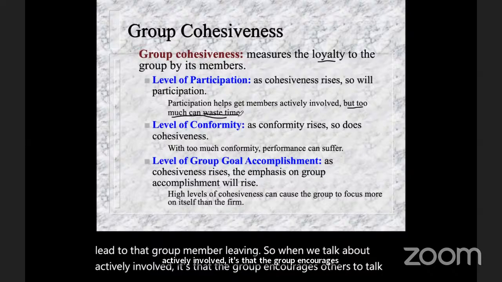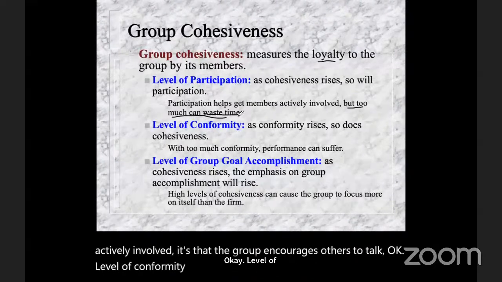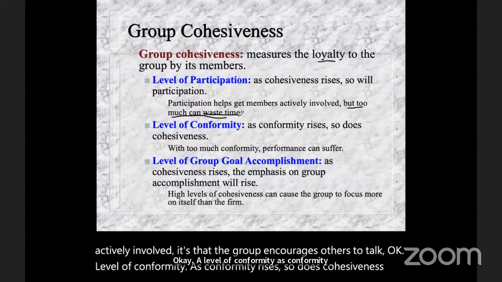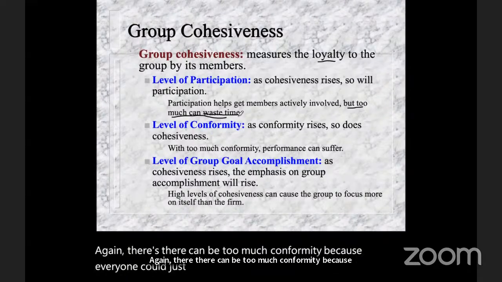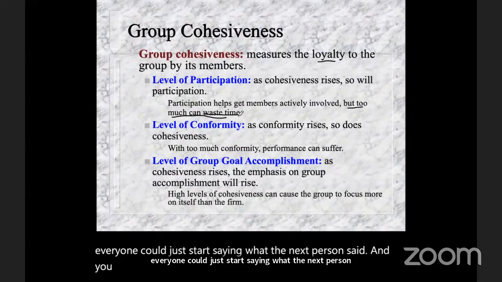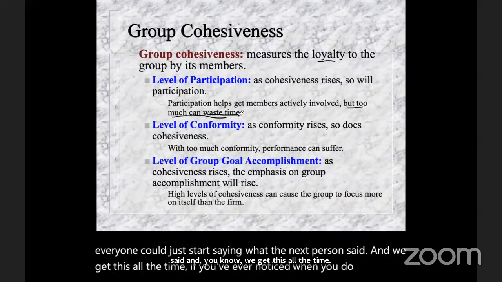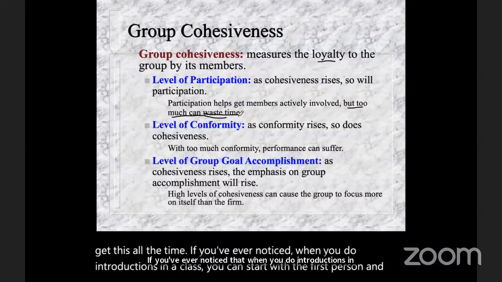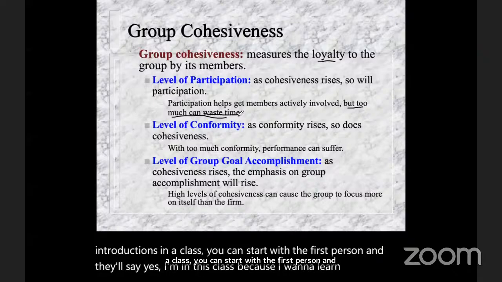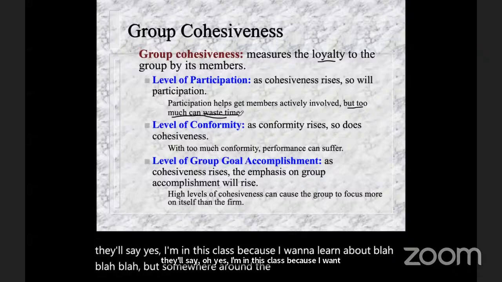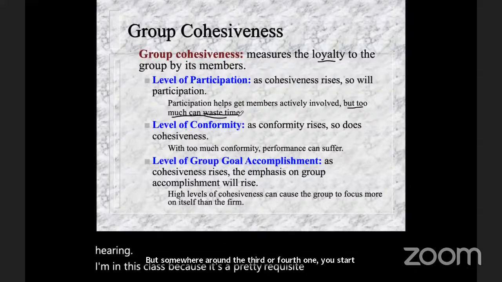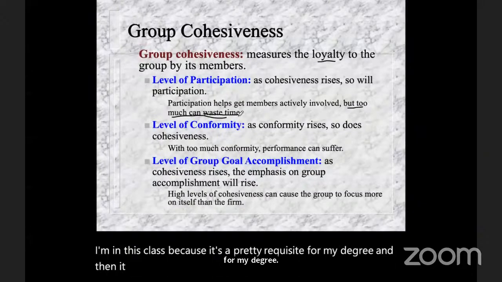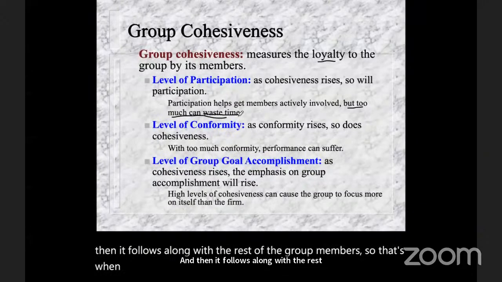Level of conformity: as conformity rises, so does cohesiveness. Again, there can be too much conformity because everyone could just start saying what the next person said. We get this all the time. If you've ever noticed, when you do introductions in a class, the first person says, oh, yes, I'm in this class because I want to learn about blah, blah, blah. But somewhere around the third or fourth one, you start hearing, I'm in this class because it's a prerequisite for my degree. And then it follows along with the rest of the group members. So that's when conformity is too high.